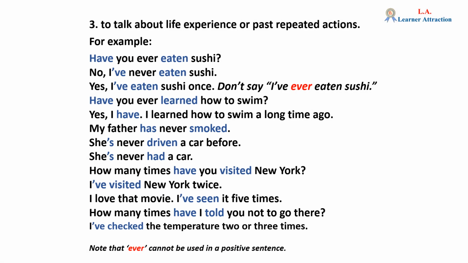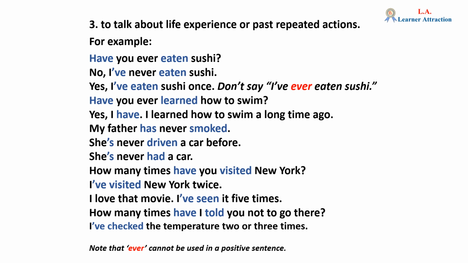3. To talk about life experience or past repeated actions. For example, have you ever eaten sushi? No, I've never eaten sushi. Yes, I've eaten sushi once. Don't say I've ever eaten sushi. Have you ever learned how to swim? Yes, I have. I learned how to swim a long time ago.